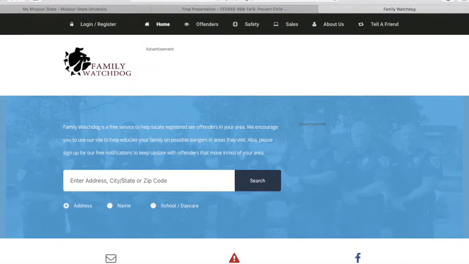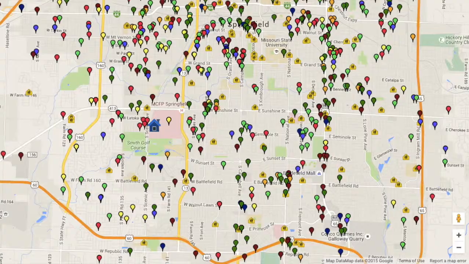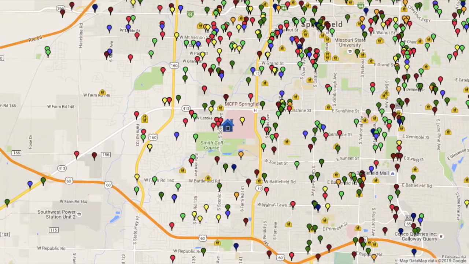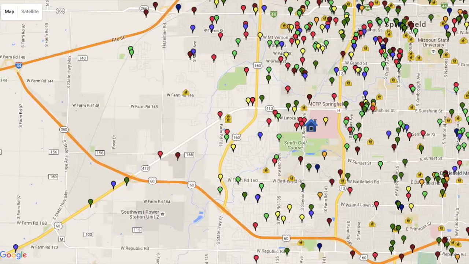On this website, you can type in either your address or your zip code and find a listing of sexual offenders in your area. What you're about to see is what happens when you type in Missouri State University's zip code into the Family Watchdog website.